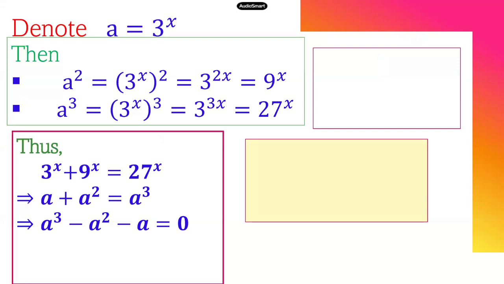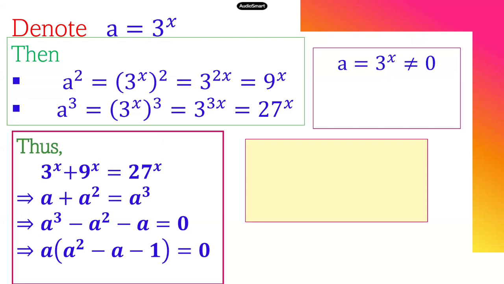a³ - a² - a = 0. So take out a, and then you will have a(a² - a - 1) = 0. The product of two factors is zero if any one of them is zero, or both. So let's take first a = 3^x, which is never 0 for any x. Therefore we are left with a² - a - 1 = 0.